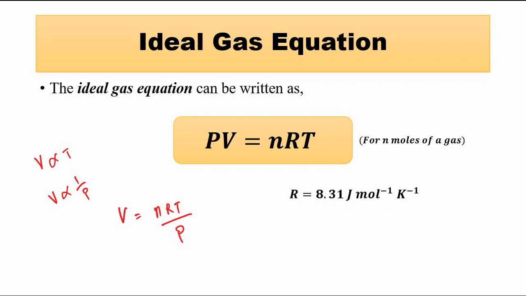As you can see here, pressure we can write as nRT by V. Here pressure is inversely proportional to volume, which is essentially the same thing, and pressure is directly proportional to temperature. And here V is equal to nRT by P. Here volume is directly proportional to temperature, like we have said. So it involves all three gas laws. Just by picking any two we can derive it. So this is the ideal gas equation.